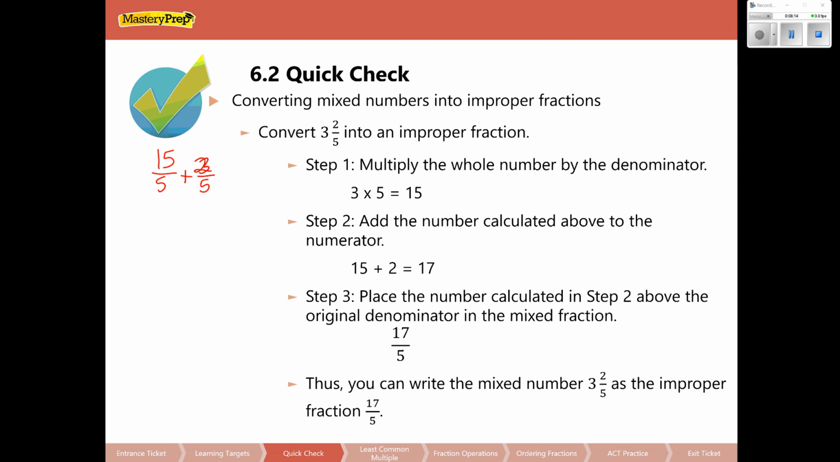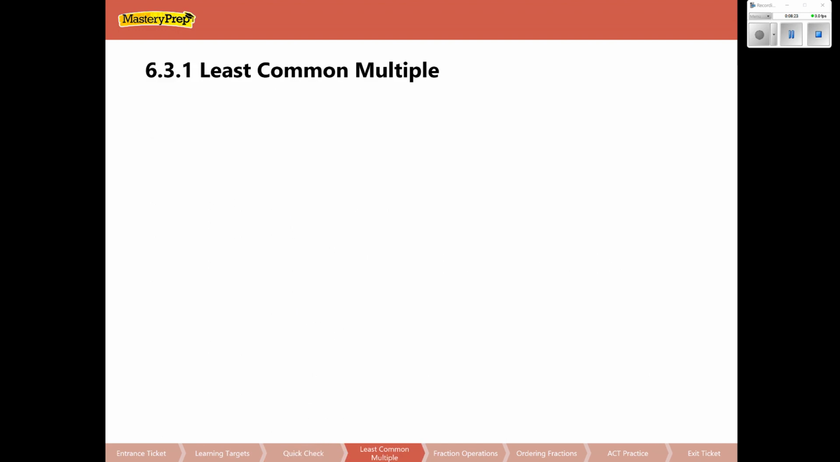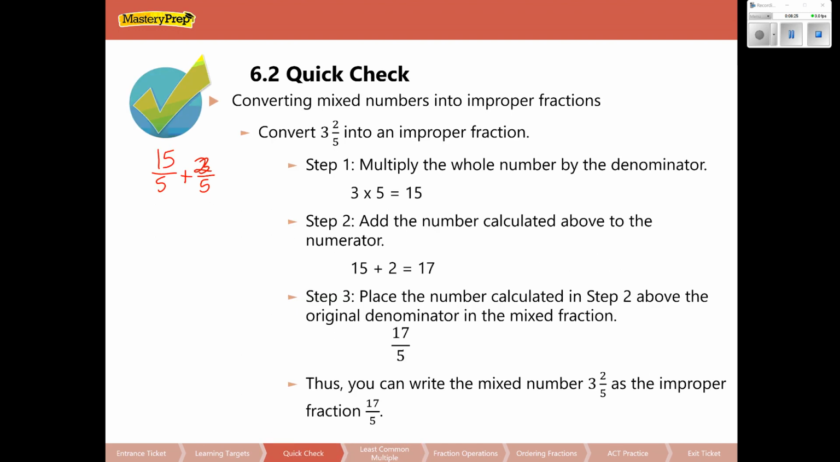So you can write it as a mixed number, 3 and 2 fifths, or you can write it as an improper fraction, 17 fifths. Questions on any of this here so far?